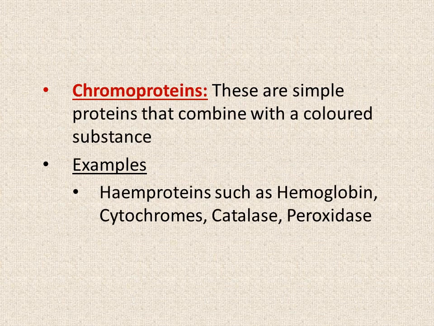Now chromoproteins are simple proteins which are present in combination with a colored substance such as heme proteins like hemoglobin, cytochromes, catalase enzyme, peroxidase enzyme. In all these examples there is going to be a protein component which has combined with a colored substance, and because of that colored substance these proteins possess some color. That is why they are known as chromoproteins, and they are another type of conjugated proteins.